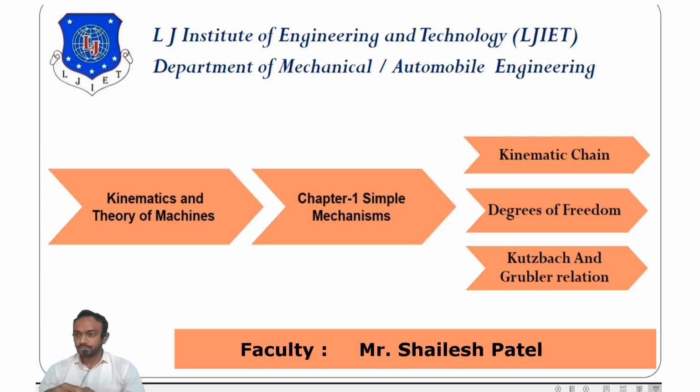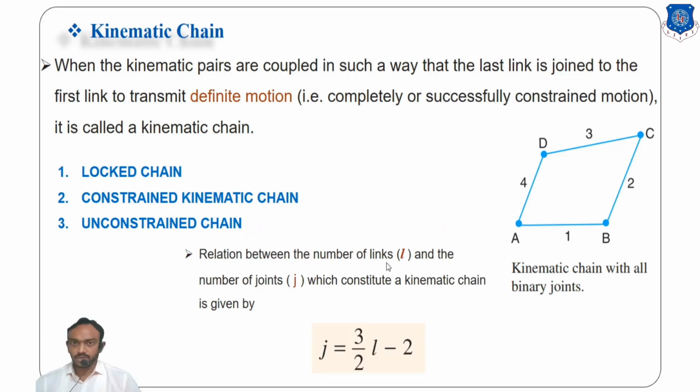The topics we will cover in this lecture are the kinematic chain, types of joints in a kinematic chain, and the relation between joints and links. Second is degree of freedom, and third is the Kutzbach and Grubler criteria, which is the only formula we will use in this chapter. Okay, let's start with the kinematic chain.